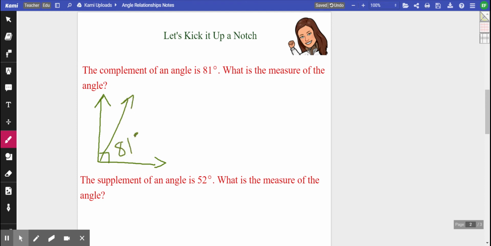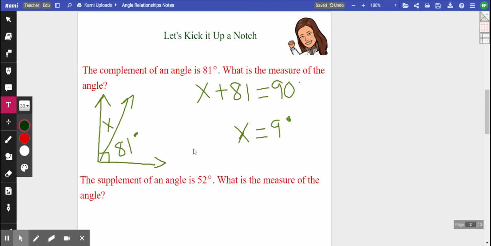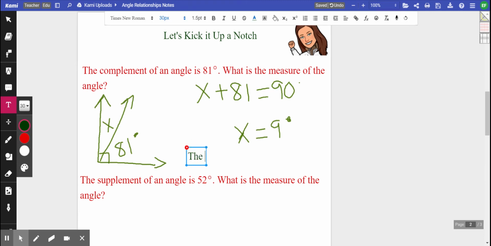So 81 degrees is one angle, and then I have this other angle over here. Together, we know they have to sum to 90 degrees. So x plus 81 equals 90. To find the measure of the other angle, I'll subtract 81 from both sides and get that our missing angle is 9 degrees. Okay. So the missing angle measure, or the complement of 81 degrees, is 9 degrees.